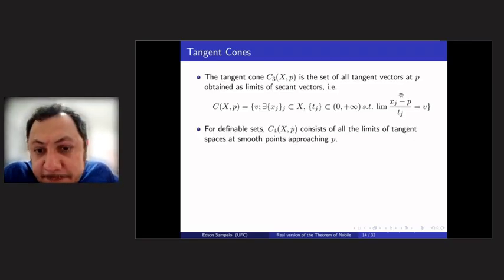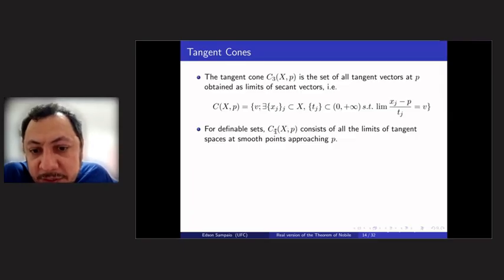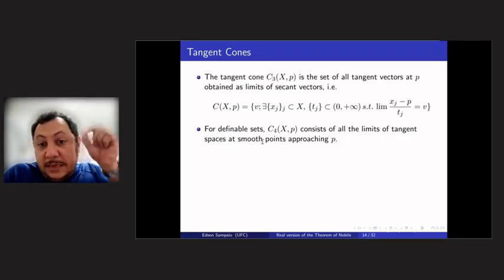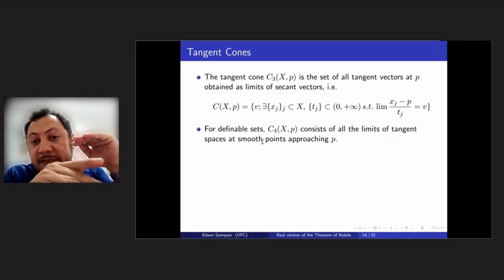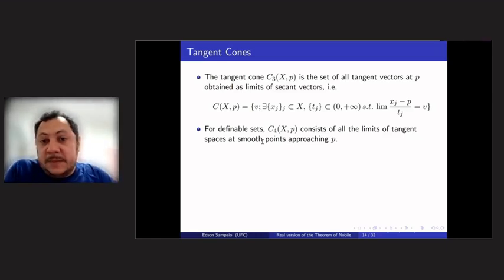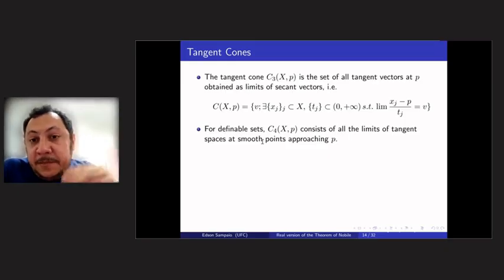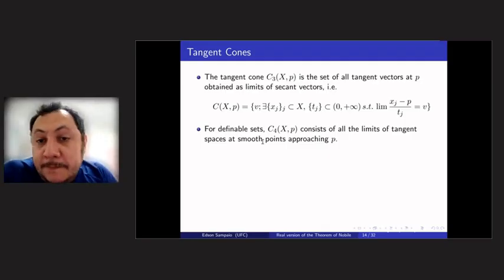And for definable sets, C4, the fourth tangent cone of X at p, consists of all the limits of tangent spaces at smooth points approaching p. At a smooth point, you have a tangent plane. Then when we approach this point in the singular set, we have a sequence of tangent spaces. After taking a subsequence, this tangent space converges in the Grassmannian to some plane T. So you collect all of these T. This is what I mean by C4 of X at p.